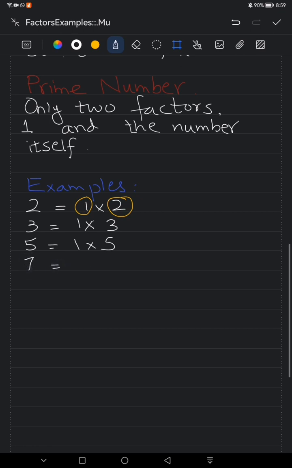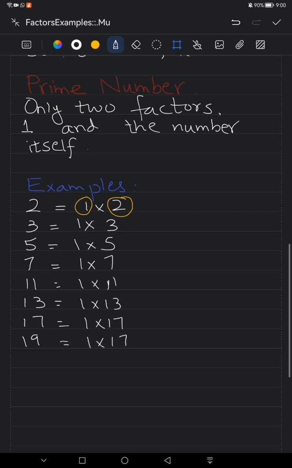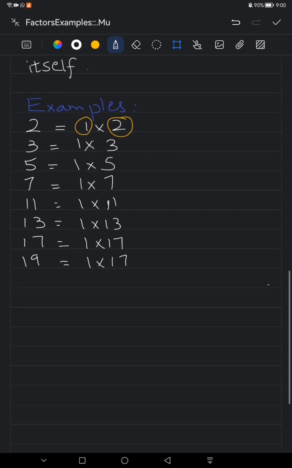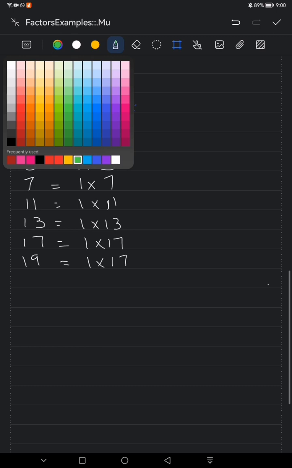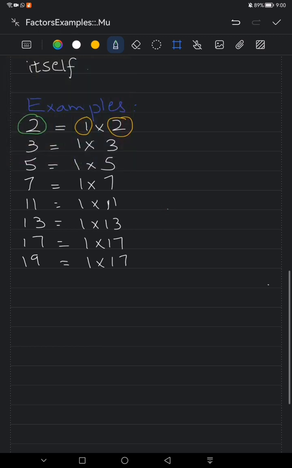Similarly, 7, 11, 13, 17, 19, and so many more. If you see, they all have two factors, 1 and the number itself. So they are called prime numbers. And if you see this list, you will notice that 2 is the only even prime number.